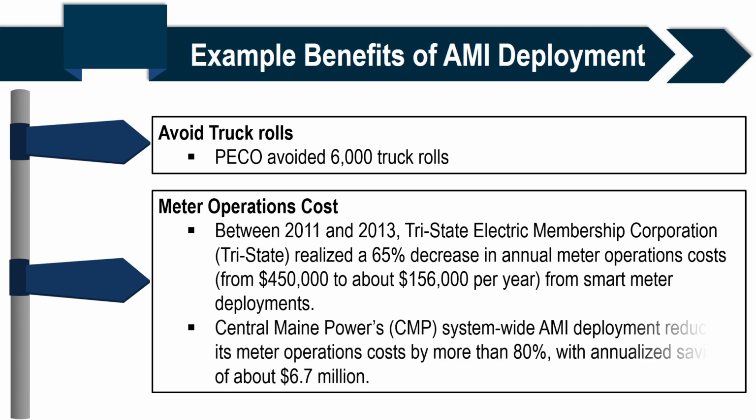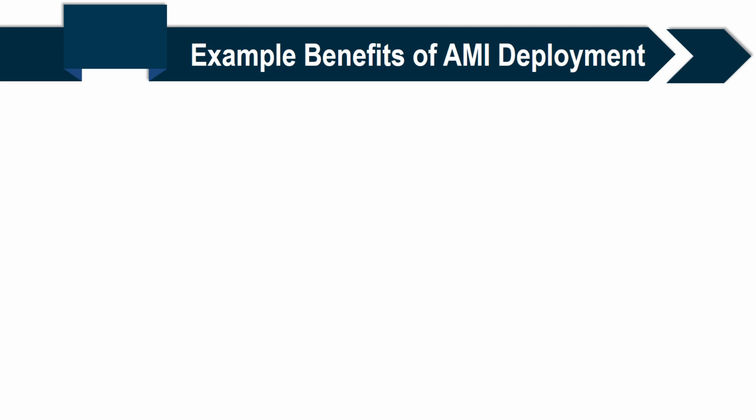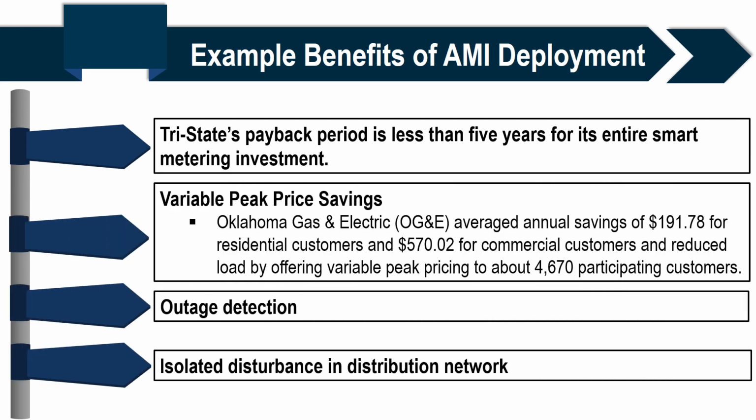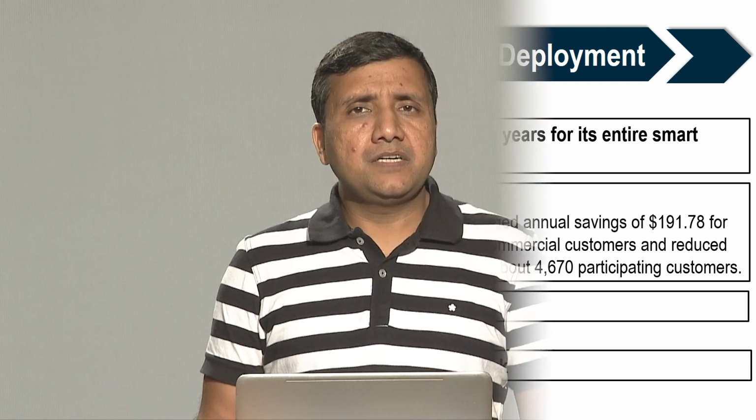Another example, Central Maine Power System, a system-wide AMI deployment reduced its meter operation cost by more than 80% with annualized savings of about $6.7 million. The other benefits, like Tri-State's payback period is less than 5 years for its entire smart metering investment. So what we have seen is there are multiple benefits of smart grid, and the analytics derived out of smart grid can help utilities in multiple scenarios.